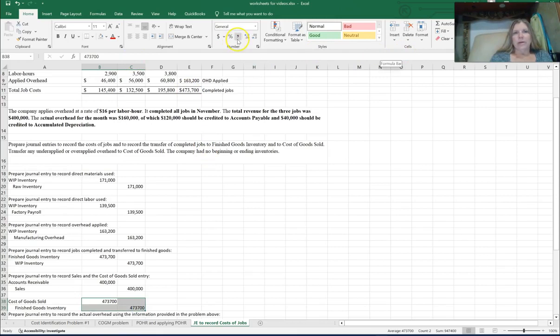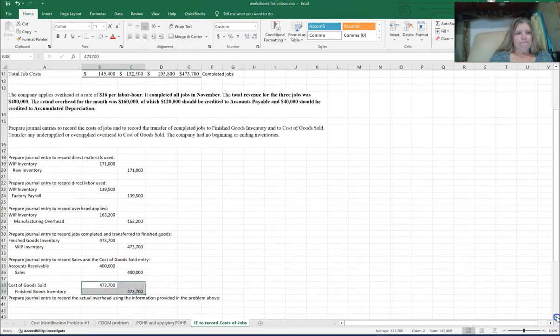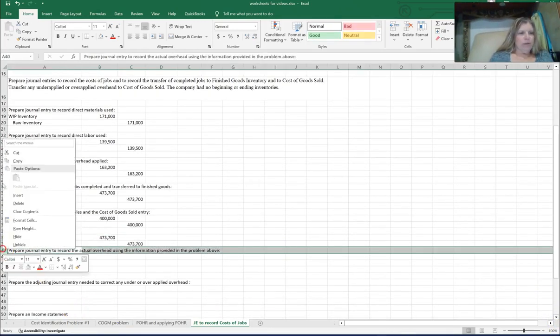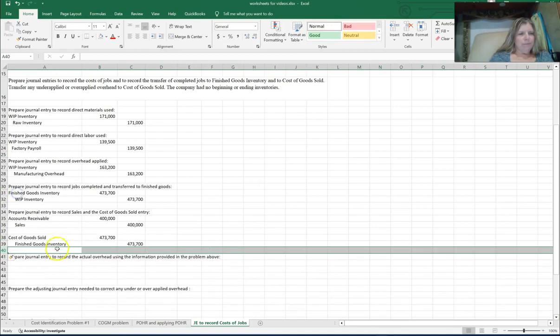So you can see right here, we sold them for a loss, right? If we only sold them for $400,000, but it cost us $473,700, then when we get to the income statement, we know we're going to have a loss. Let me put a line in here.